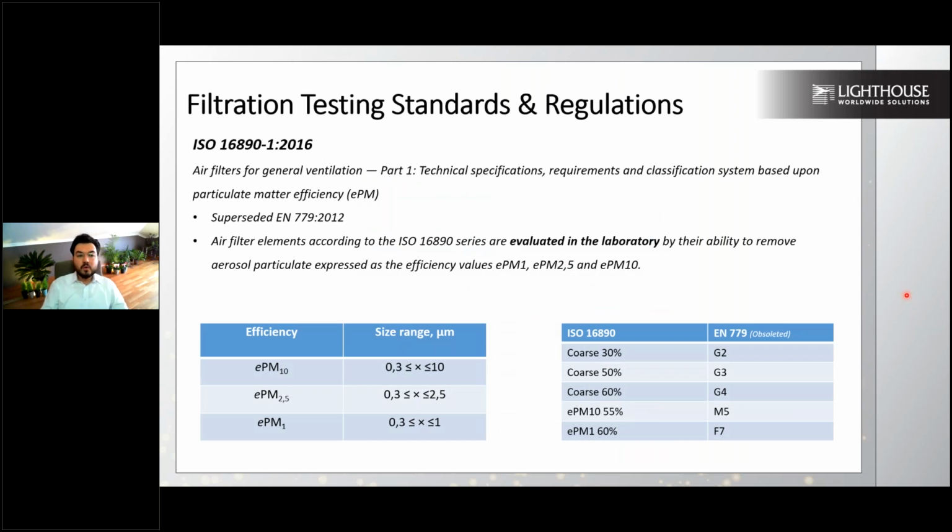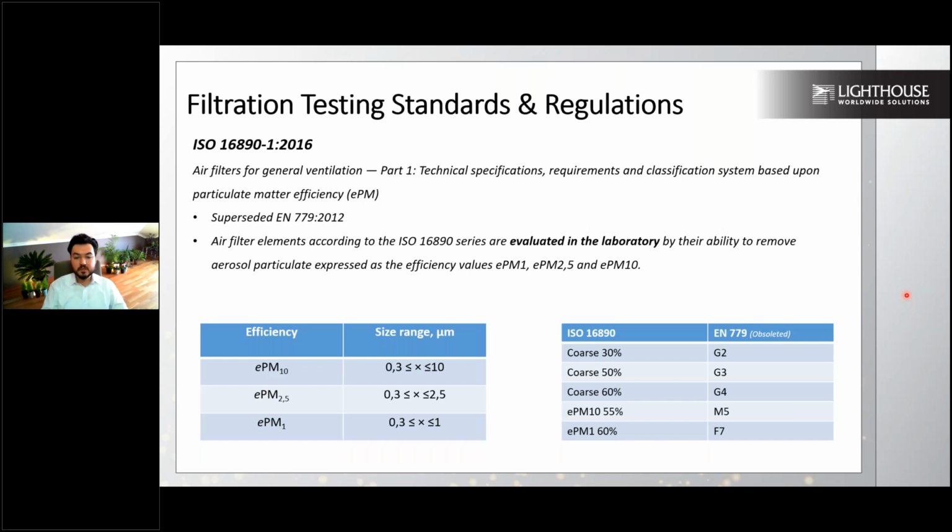We have ISO 14690 for air filters for general filtration. This is a ventilation regulation dealing with 0.1, 2.5, and 10 micron particle sizes, which is an evaluation in the lab again, not a site test. We're not making these tests on the installed filter media.